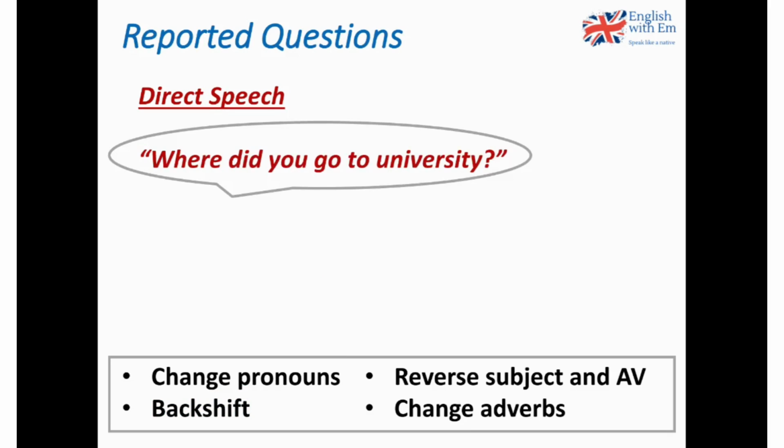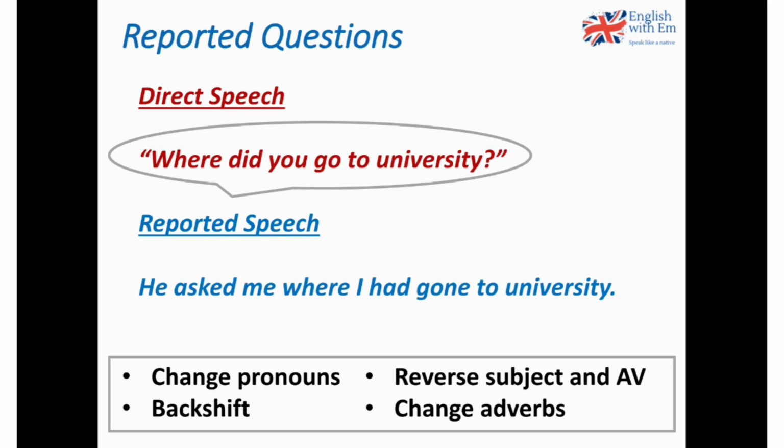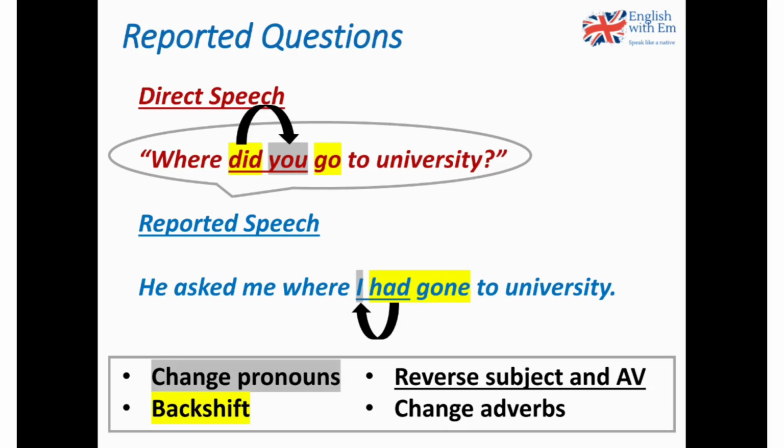Where did you go to university? Reported speech. He asked me where I had gone to university. So we change the pronouns. You becomes I. We backshift. Did go, past simple, becomes had gone, past perfect. And we reverse the subject and the auxiliary verb. So did you becomes I had. And again, there are no adverbs here, so we don't need to worry about that.